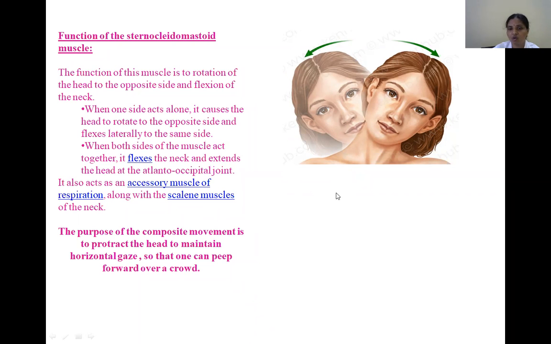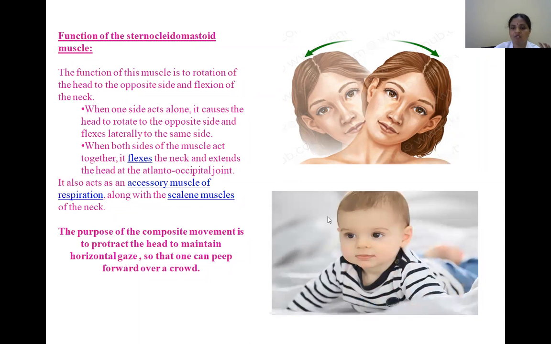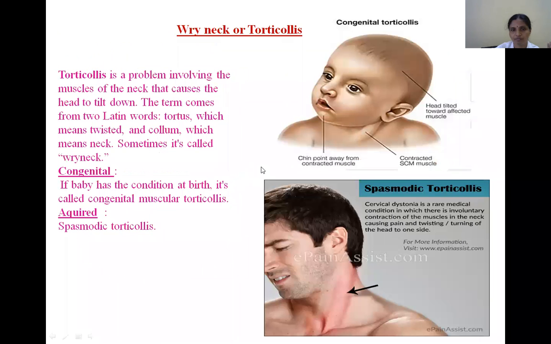By this action only, one can see forward. See, how can you see forwards? By peeping. So the peeping forward movement of the head is because of the sternocleidomastoid. This composite movement is very important to protract the head and to maintain the horizontal gaze. That's why one can walk properly, right? So even in a crowd, how can you see? By peeping forwards. So this is the main action of the sternocleidomastoid.